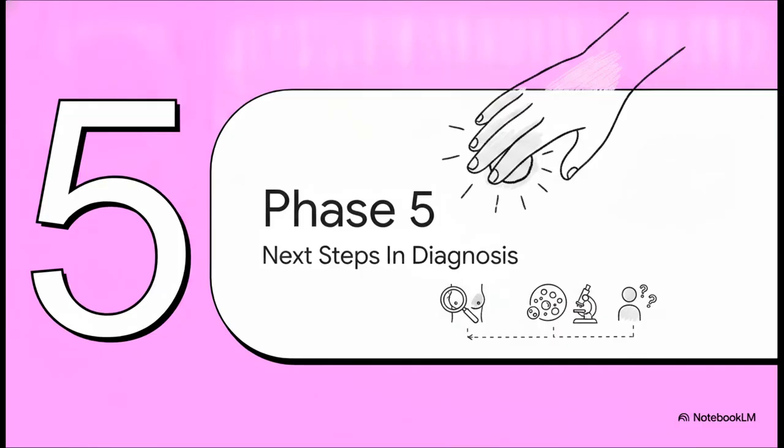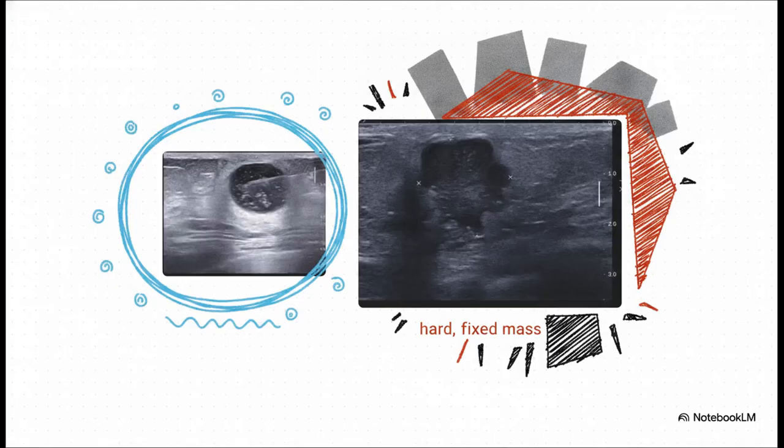Finally, let's look at Phase 5, next steps in diagnosis. Okay, so your palpation found a lump. That means we have to complete the triple assessment with imaging. Now, a benign cyst is going to appear anechoic on an ultrasound, meaning it shows up black on the scan, looking like a nice, oval, well-circumscribed shape.